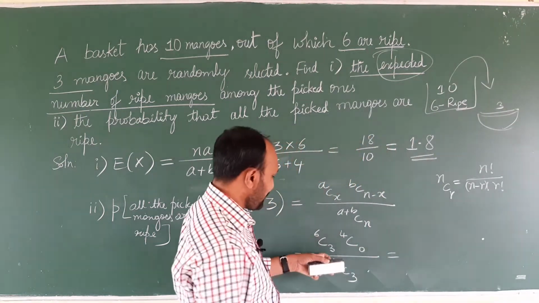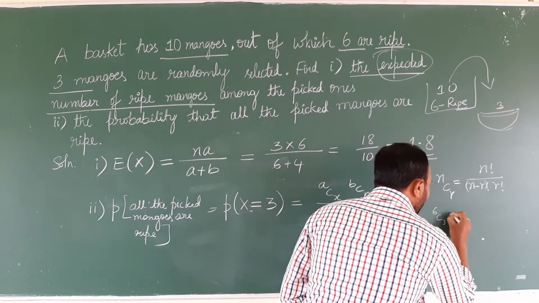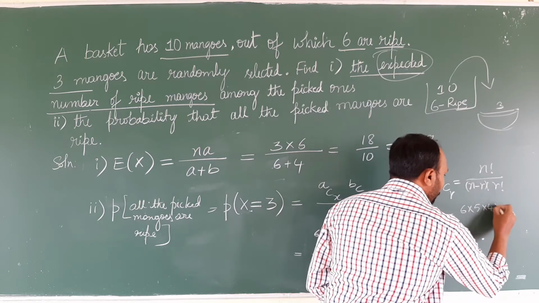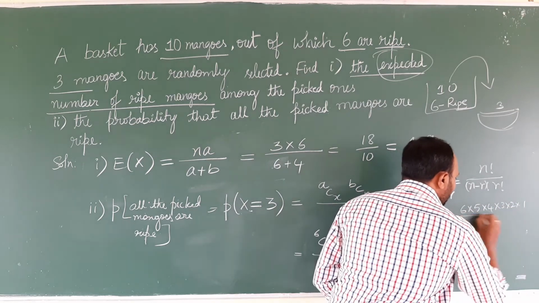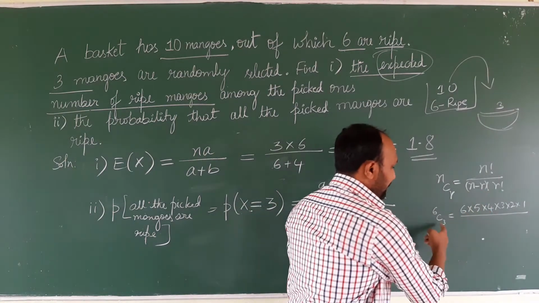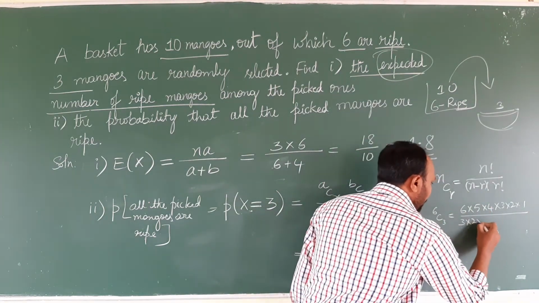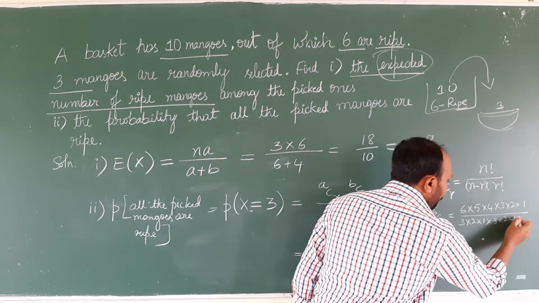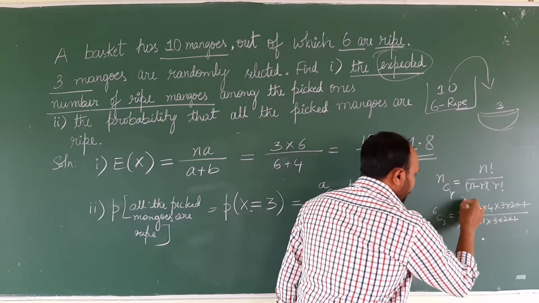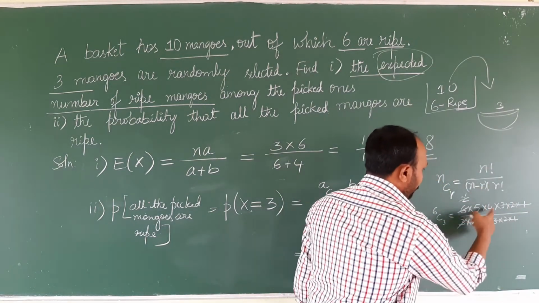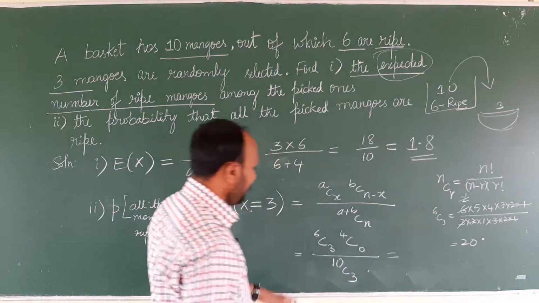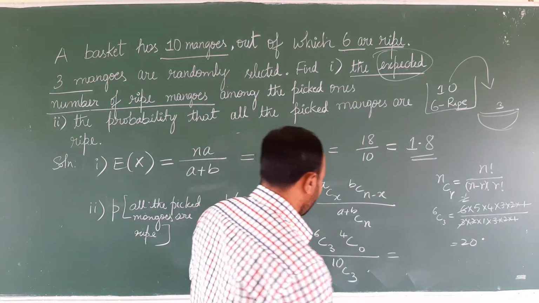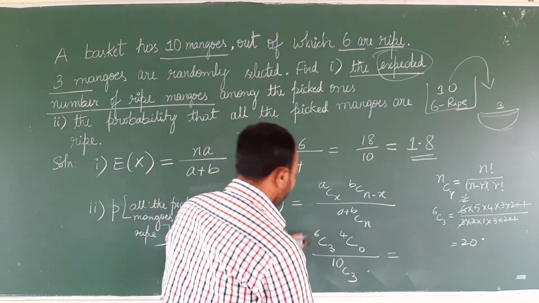So what is 6C3? 6C3 is equal to 6 factorial, that is 6 into 5 into 4 into 3 into 2 into 1, divided by n minus r, 6 minus 3 is 3, so 3 factorial is 3 into 2 into 1, again 3 factorial is 3 into 2 into 1. Here the 3 into 2 into 1 gets cancelled. So 5 4s are 20. So 6C3 is 20. Let me replace 6C3 with the value 20.